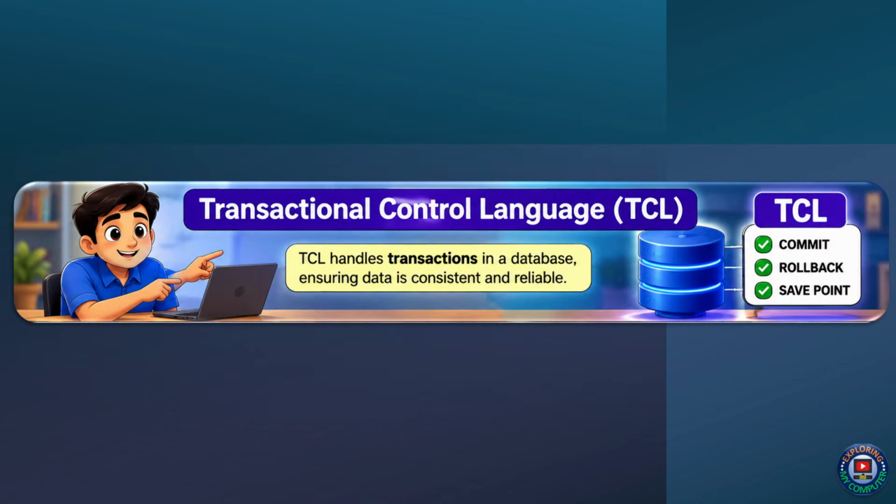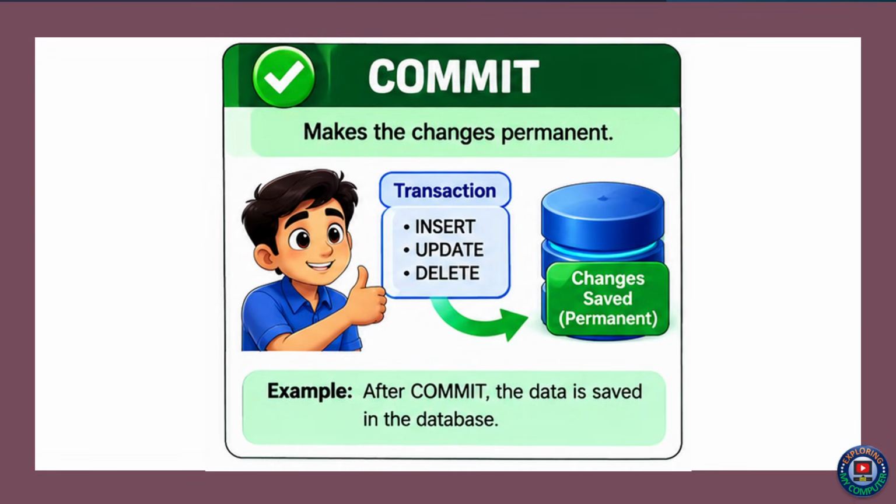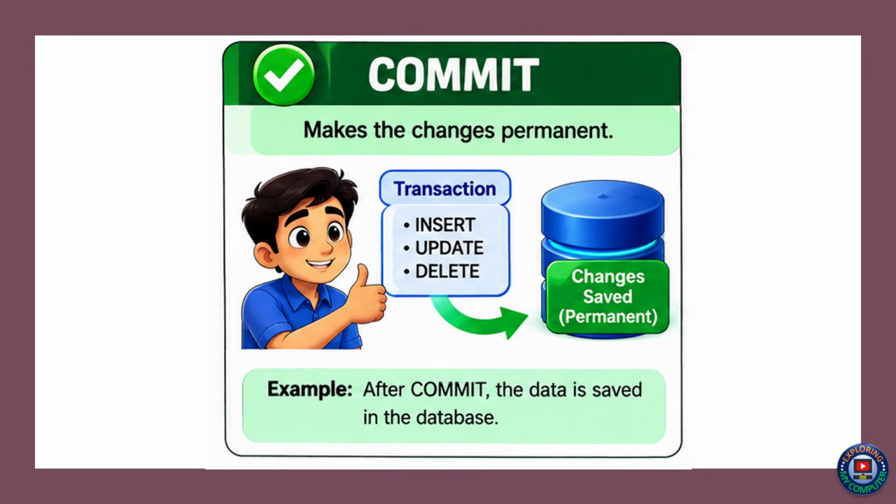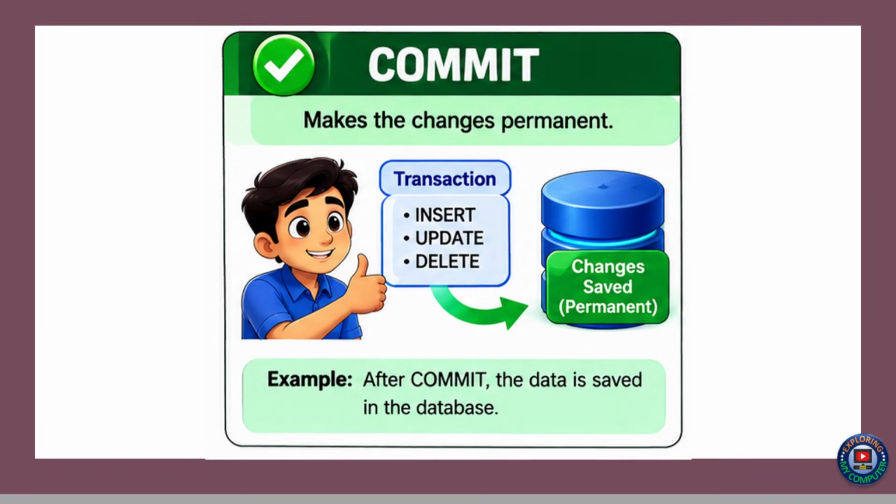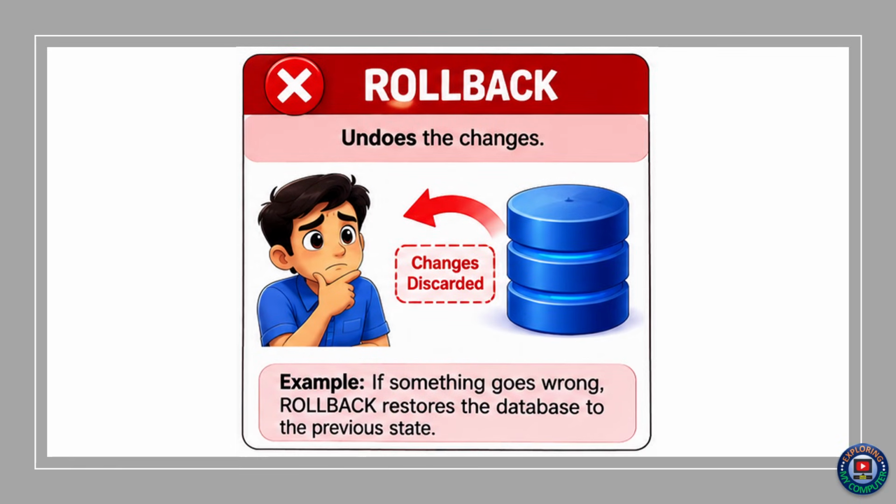TCL handles transactions in a database, ensuring data is consistent and reliable. Commit command makes the changes permanent. After commit, the data is saved in the database. Rollback undoes the changes. If something goes wrong, rollback restores the database to the previous state.